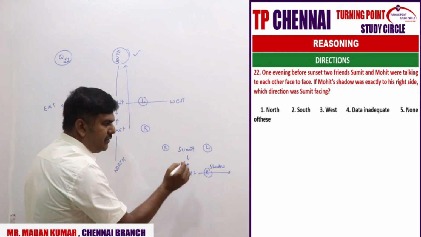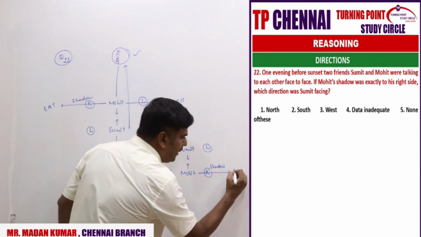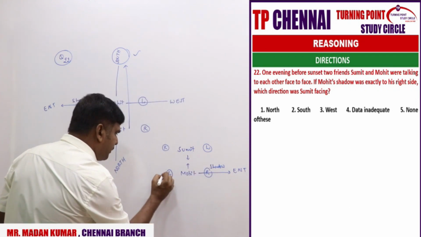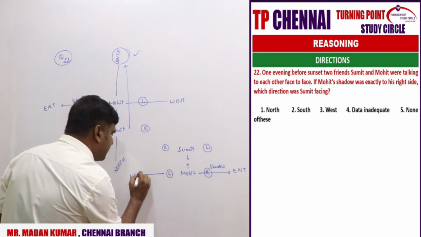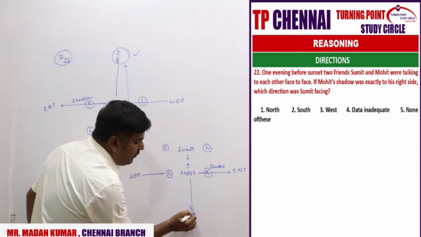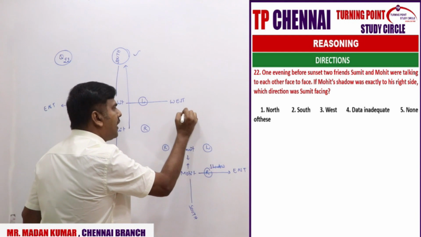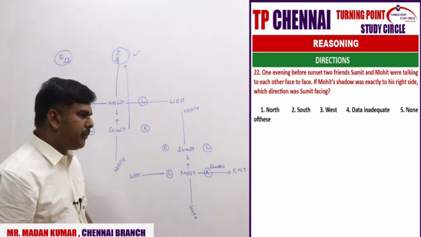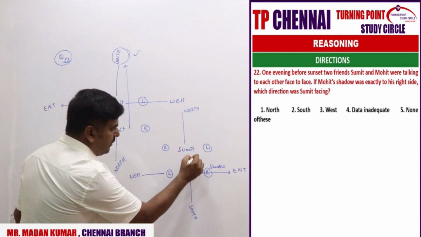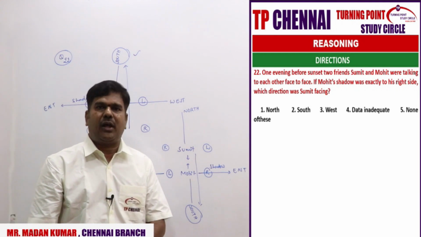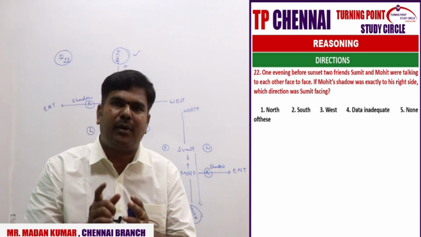It is the evening. Since it is evening, shadow will be in the east direction. Shadow will fall in the east direction. This is east means opposite will be west direction. Whenever you are facing east, right side will be south and left side will be north. So what is the question being asked? Which direction was Sumit facing? Sumit was facing which direction? South direction. So however you place it, finally you will be getting the same answer only.